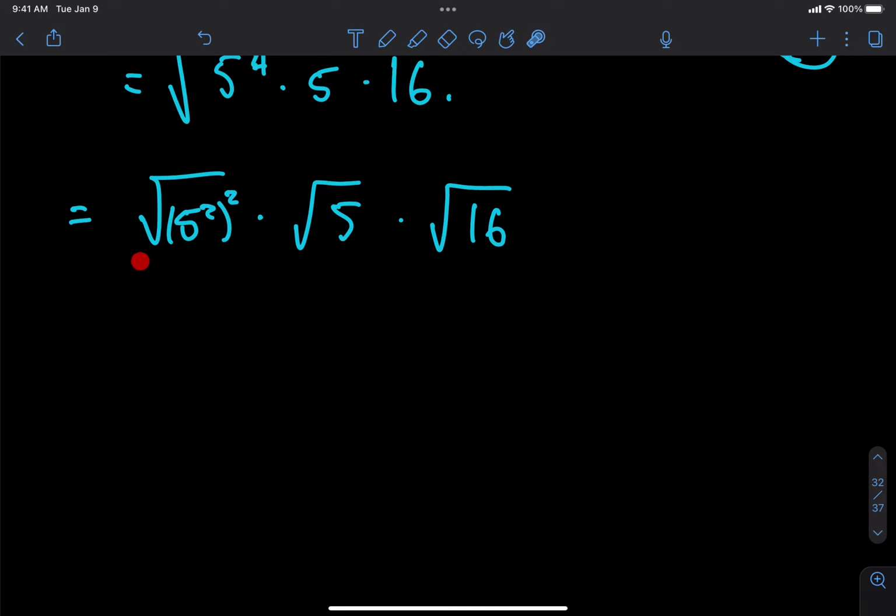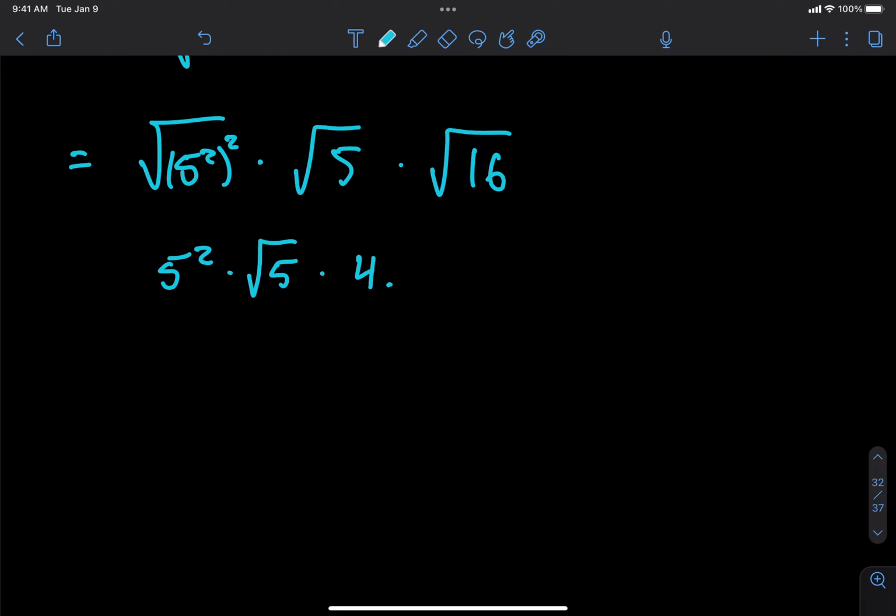Okay, if I do the square root of something squared, what do I get back? I get back the original quantity, right? Because square roots and squares undo one another. So in other words, this square root and this square here undo one another, and I'm left with just what is left inside, which is 5 squared. Now, I multiply that with the square root of 5, and I multiply that with the square root of 16, which everyone, I think, should be comfortable with doing, is 4. Okay, so we get 4.